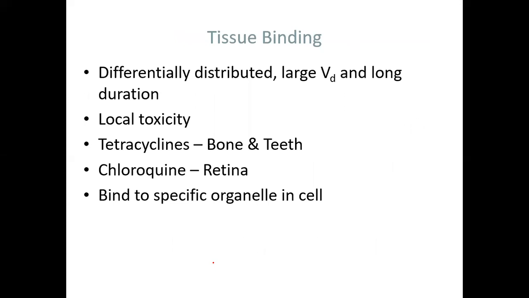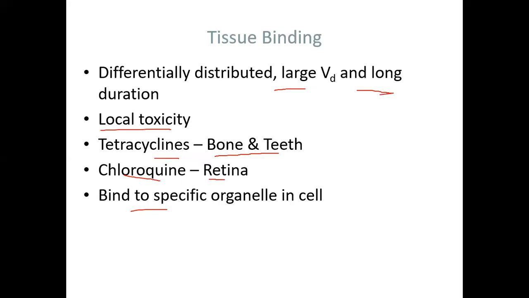The other thing is tissue binding, where depending upon the affinity of a tissue to a particular drug, the drug gets accumulated in that tissue and is differentially distributed. And once a drug is bound to the tissue, it has a large volume of distribution, and it is comparatively longer acting. So this is responsible for local toxicity, such as seen with tetracycline, which gets deposited in the bones and teeth, and chloroquine, which gets deposited in the retina. This happens because it binds to specific organelles in the cell.